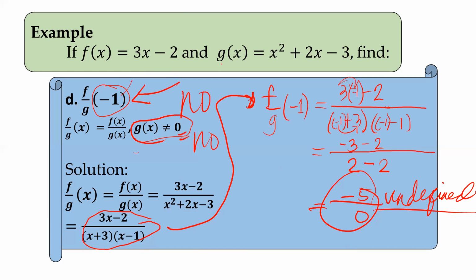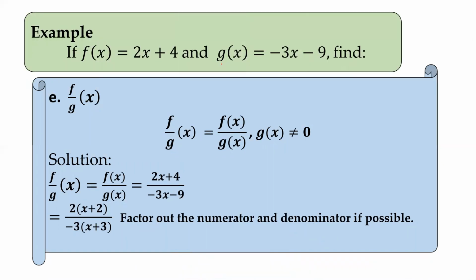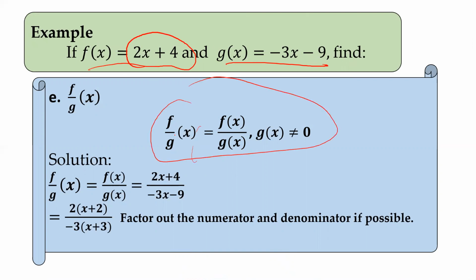Alright? So let's have another example. What about if, okay, say, iba na po yung given natin dito. Given functions here, first, the f of x is 2x plus 4, and the g of x is negative 3x minus 9. First thing to do is to define the quotient. So, nagiging f over g of x is equal to f of x over g of x. G of x must not equal to 0, always.